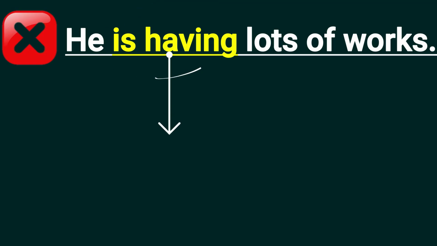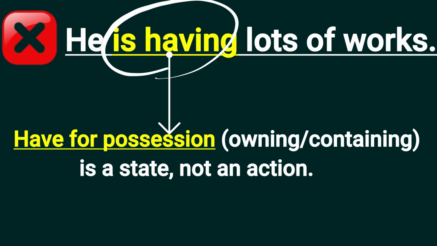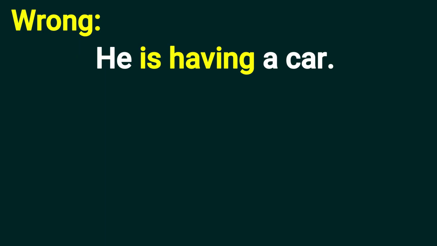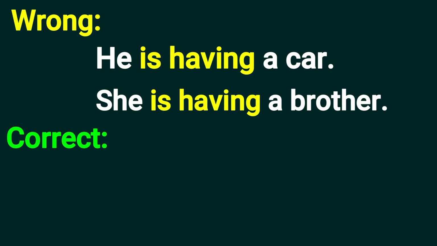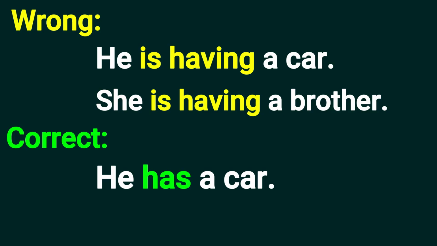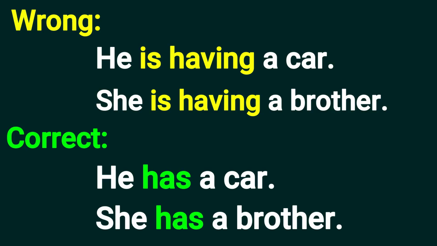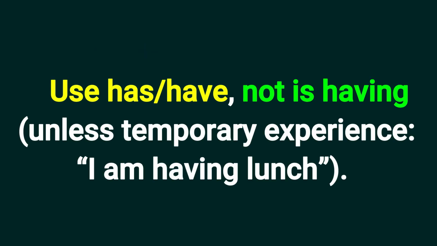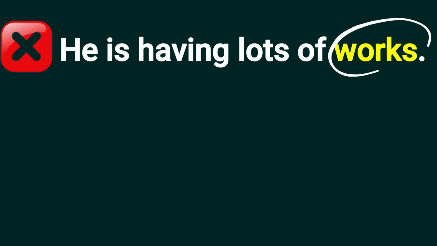Here, using "is having" is wrong because when you are owning or containing something, it should be "have". So we normally do not use "-ing" with it. Let's understand by example: he is having a car, she is having a brother. The correct answer is: he has a car, she has a brother. So use has/have, not "is having", unless it is a temporary experience, like "I am having lunch".